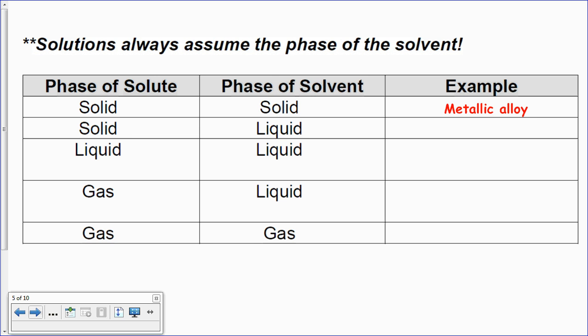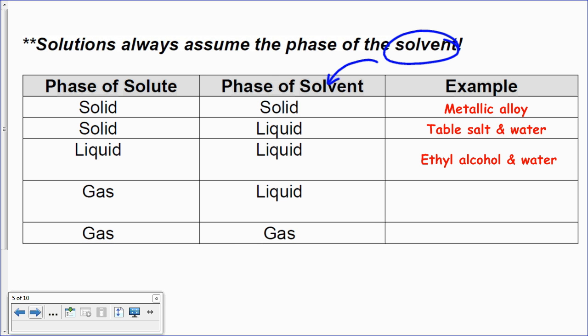Now, if I have a solid solute, which would be like salt or sugar, and I add it to a liquid like water, we're going to make something like table salt and water. The water will cause the salt to dissolve, and it will be a liquid because the phase of the solvent is what the solution takes on. It takes on the phase of the solvent. So if I mix a liquid with another liquid, we're going to get a liquid solution.